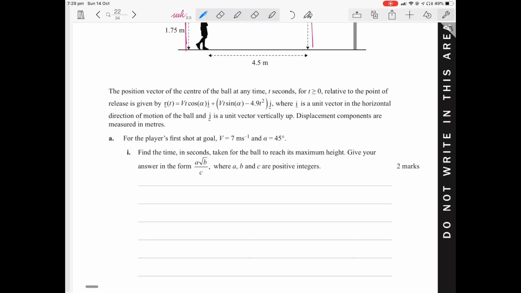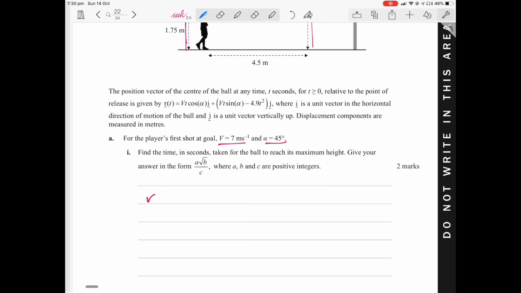Okay, for the first shot at goal, v equals 7 meters per second, and alpha equals 45. To reach its maximum height, its maximum height occurs when the derivative equals 0. Do we define this thing? I'm not going to bother. Okay, so v is 7, alpha is 45.